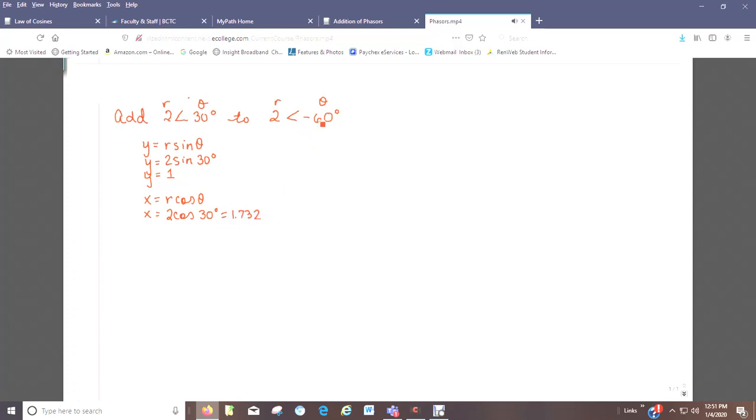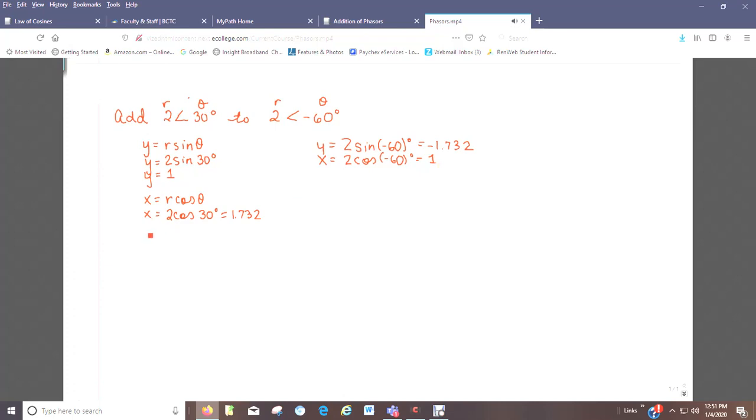All right, now let's do the same thing for this vector here. Y is going to be 2 sine of negative 60 degrees. And that's going to be negative 1.732. And x is 2 times cosine of negative 60 degrees, which is going to give us 1.